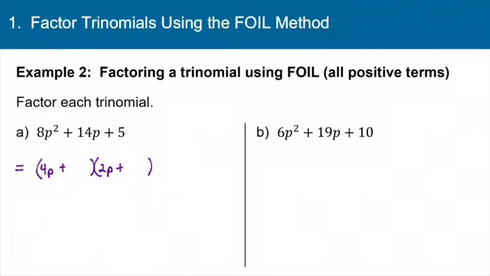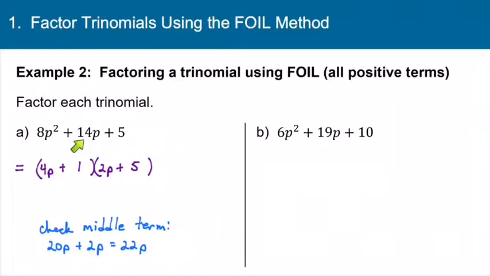So the only way to find out which arrangement works is to make a guess, put the numbers in there, and see what kind of middle term you get. So let's put down 1 and 5 and see what we get. For this arrangement, outer times outer is going to make 20p. Inner times inner is going to make positive 2p. Together those two make 22p, and that's not the middle term that I was after.